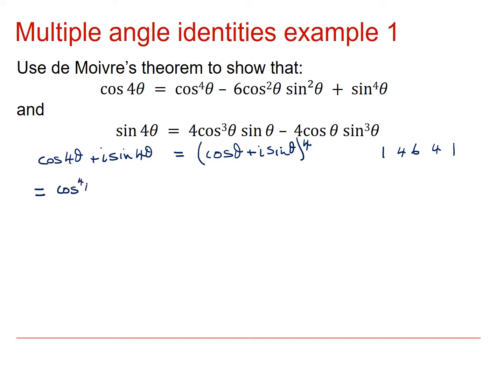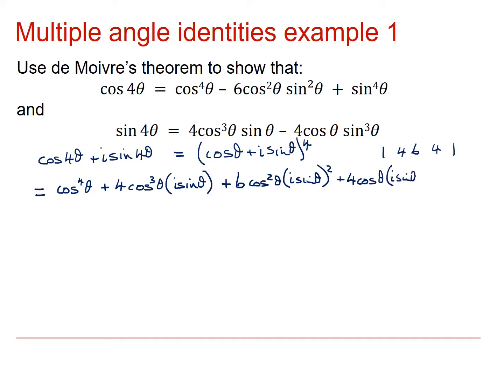So this thing is going to become cos to the power 4 theta plus 4 lots of cos cubed theta times i sine theta plus 6 lots of cos squared theta times i sine theta all squared plus 4 lots of cos theta times i sine theta all cubed plus i sine theta all to the power 4.